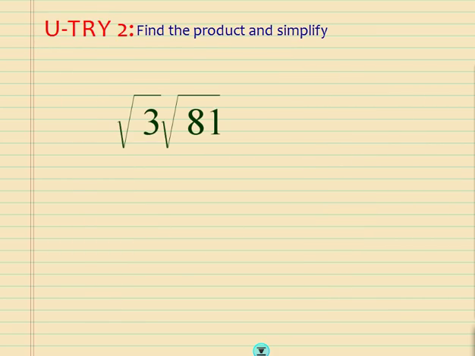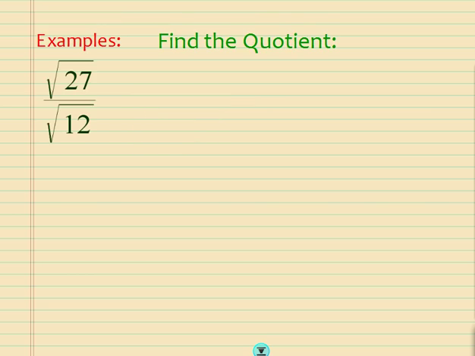Here is your U-try. If we have a question involving division and square roots, we can put the square roots and division together, and I can rewrite this expression under one big square root. First part and the second part, since they were both in square root, I put both of them into one big square root.